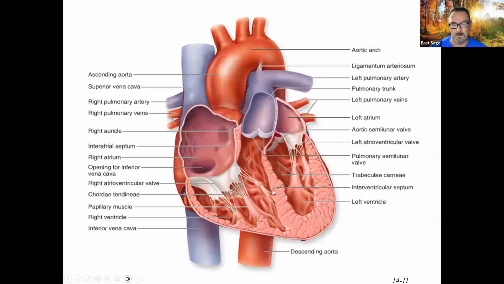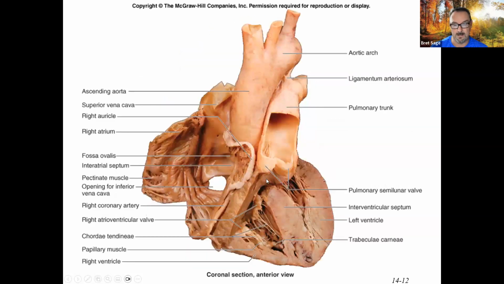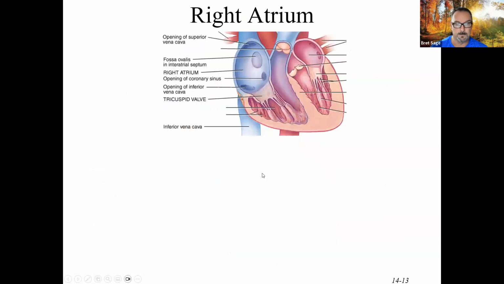Okay, this is an interior view showing the chambers and valves. These two valves here are called atrioventricular valves, and these two valves here and here are called semilunar valves, named that because they look like half moons. And you can see with these AV valves, they have chordae tendineae, which are the cords that attach the valve to the papillary muscles, which are muscles that pull on the valve to keep it from everting or going the wrong way. And this is, again, a cadaver heart.